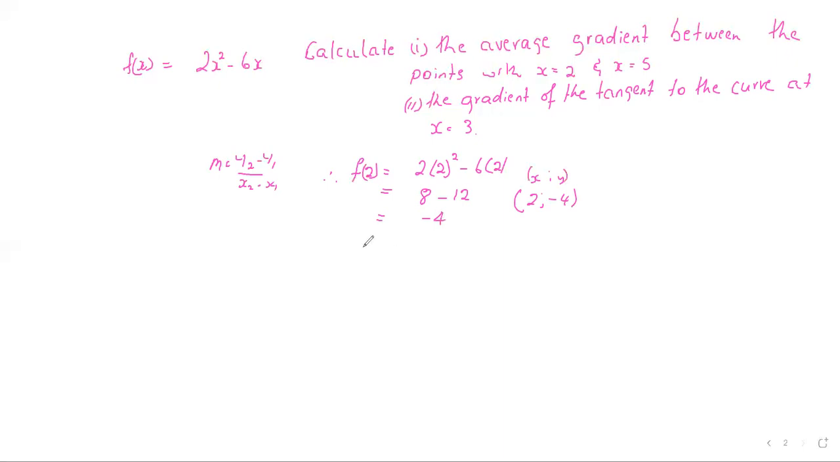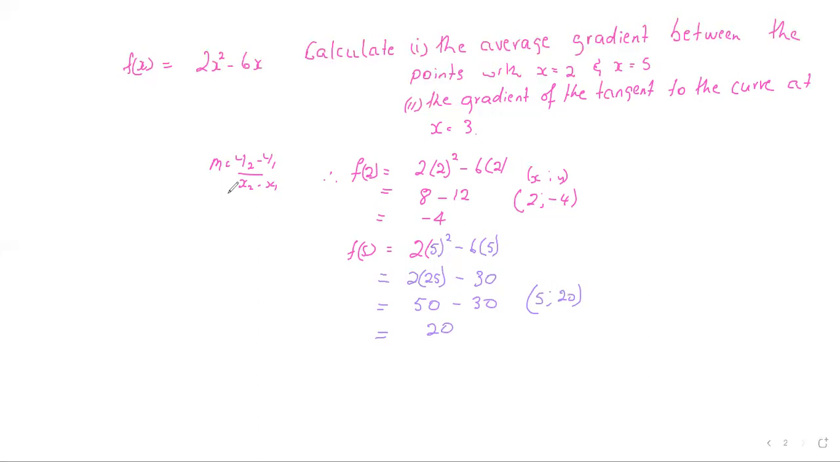And then f of 5 will be 2. Wherever I see x, I put in my 5 squared minus 6 times 5. That is 2 by 25 minus 30. This is 50 minus 30. That gives us 20. So the coordinates here, 5 and 20.